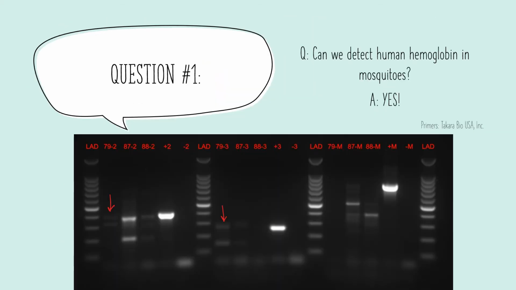So the first question that we tried to answer, can we detect human hemoglobin in mosquitoes? And the answer is yes. We can say that we can indeed detect human hemoglobin in mosquitoes. In this gel image, mosquito number 79 is positive for human hemoglobin with the correct size band. As you can see, the arrows are pointing to it. The band for number 79 in the first column here, and the first column in the second set of samples. Both of these bands match the expected control for human hemoglobin.